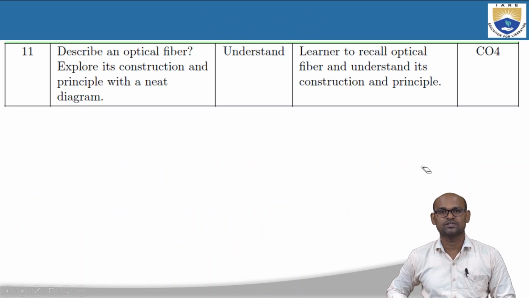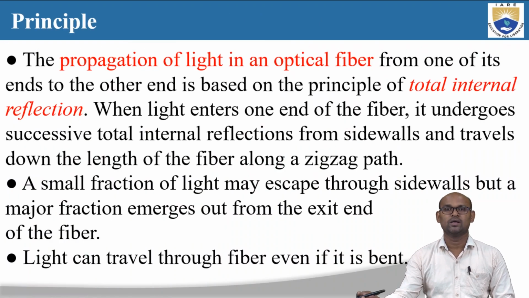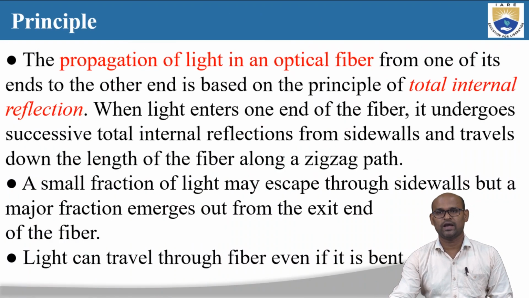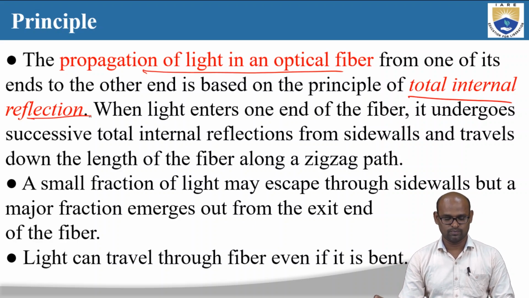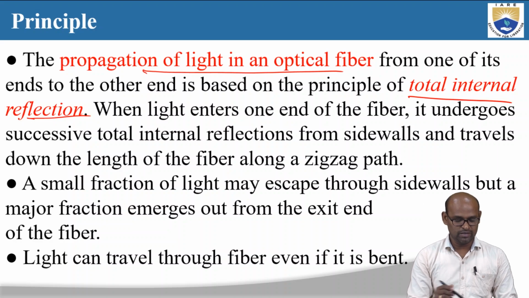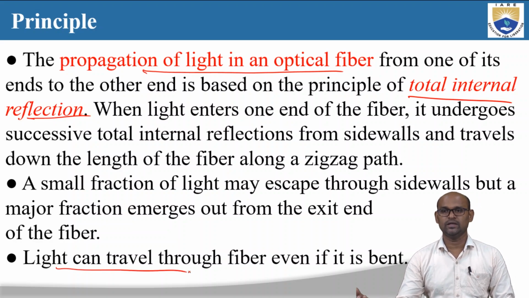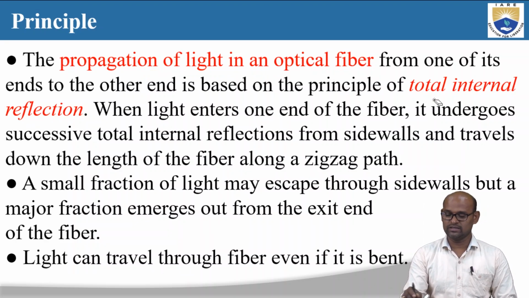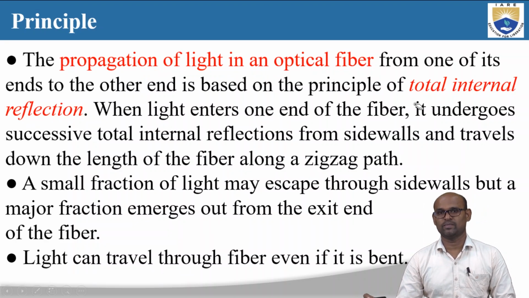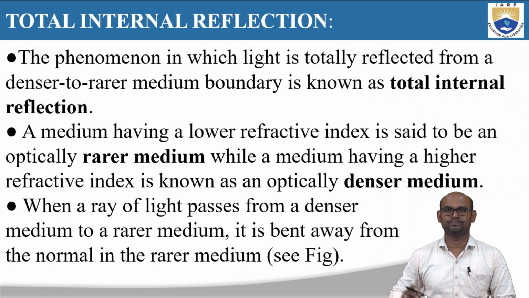Then explore its construction and principle. The principle for propagation of light in an optical fiber is total internal reflection. Even if there is a bend in the optical fiber, light can travel through it. There is a very small fraction of light that can escape from the optical fiber core. Most of the light will be received at the output end.